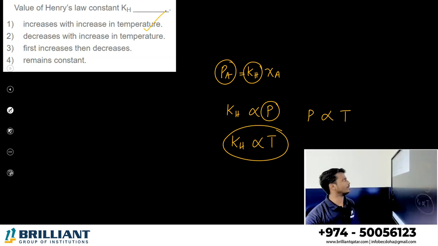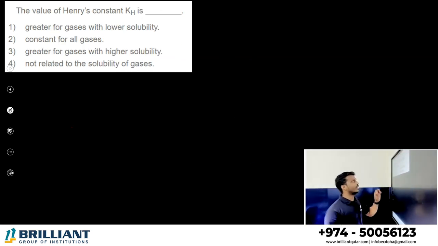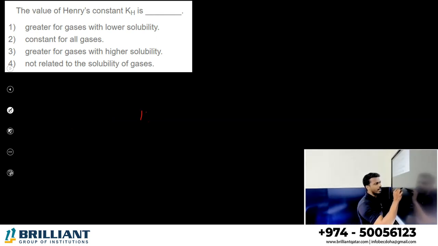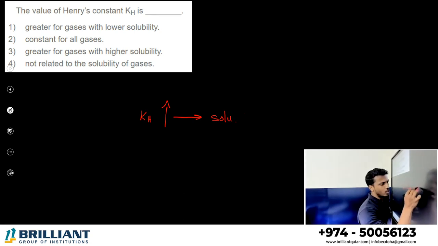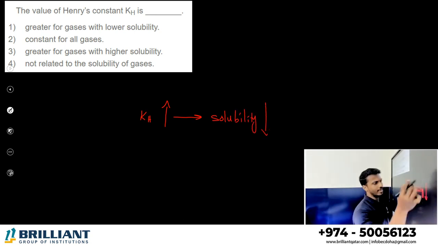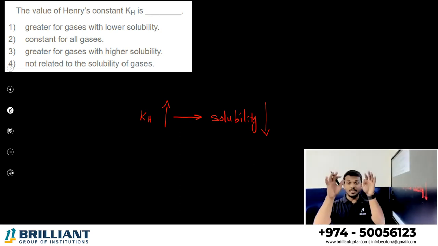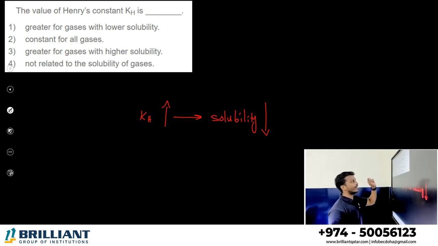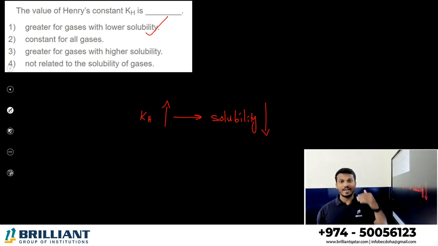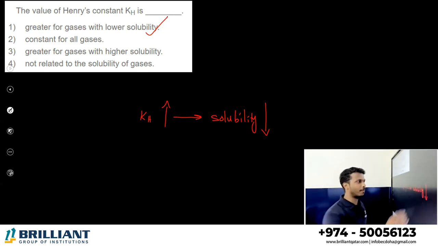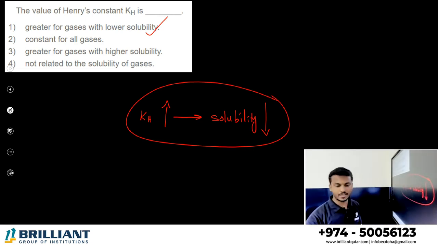Clear? Next one. Values of Henry constant KH. We studied a very important property: if KH value increases, the solubility of the gas in the solvent decreases, right? KH value increases, the solubility decreases. So what can we say? The value of Henry's constant KH is greater for gases with lower solubility. Yes, for those gases having lower solubility, the KH value will be greater. It's a very important point, all of you. Please keep it in mind. Next one.